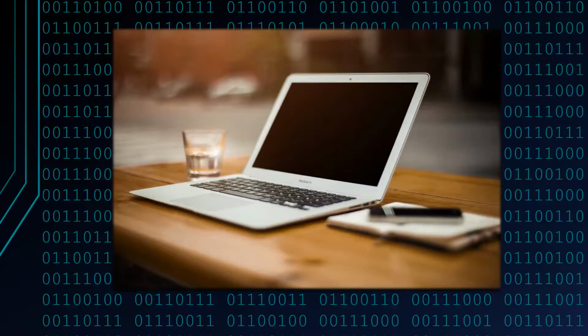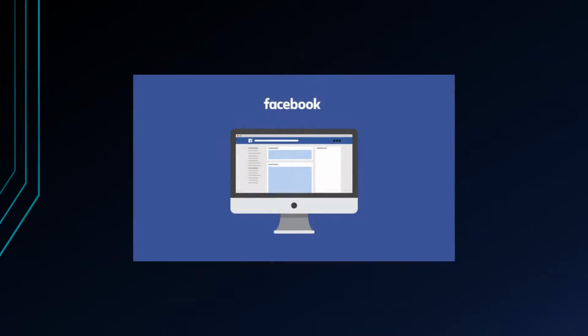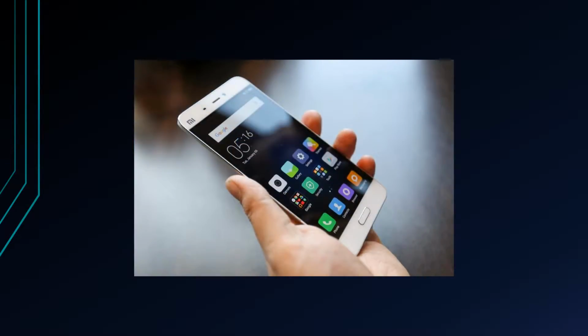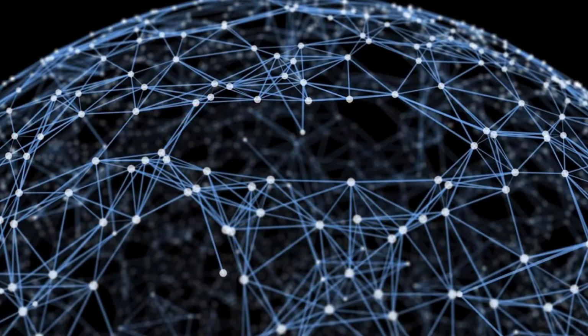Using the concept of on and off, we have sent people to the moon, connected with billions on social media, created tiny handheld computers, and we have even created cars that can drive themselves. And that's with just two states, 0 or 1, on or off. But what if we could have more than two states?